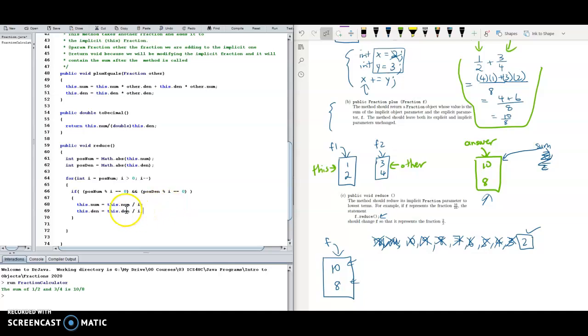So basically what we're doing here is we're taking the numerator and dividing it by the GCF, and we're taking the denominator and dividing by GCF, and we're putting it back into the same numerator and denominator field, thereby modifying the implicit fraction. So this is why, again, we don't have to return anything, because these two are being changed inside right here.